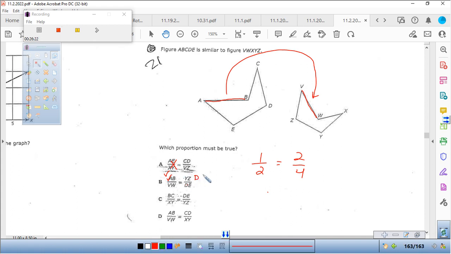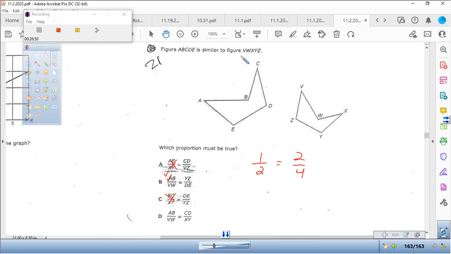But this one doesn't work out. If it were to work out, guys, it would have to be DE going to YZ. See, the same figure to the other figure. So that one's out. So let's look at BC. Okay, so BC, where's BC? BC goes to, it should go to WX, and it goes to XY.